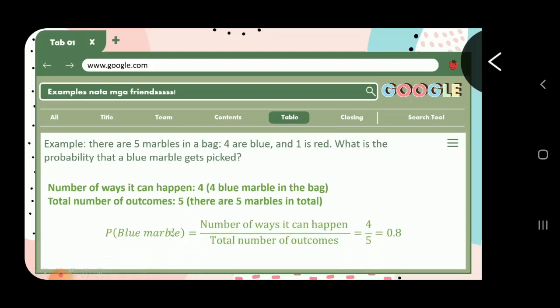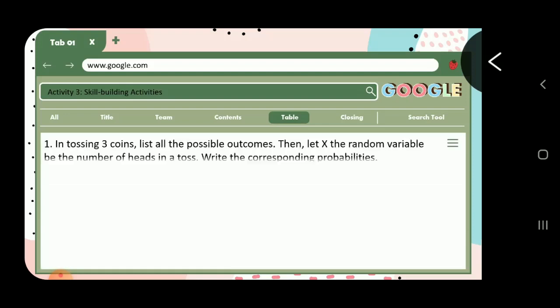And then, so, probability of blue marble atong gibutang diri because the question is about blue marble is equal to number of ways it can happen, which is 4, and then total number of outcomes, which is 5. So 4 over 5, in decimal number na kay 0.8 or 0.80 or this is 80%. Alright? Sige. Next. How about this one?